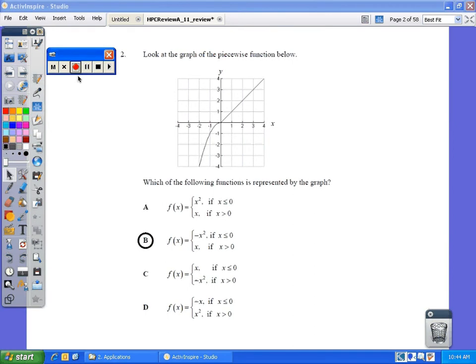In problem 2, I am looking at a graph and I am being asked to work in reverse. Given the graph, I'm asked to identify or match it with the appropriate piecewise function. In looking at the graph, I noticed two things.